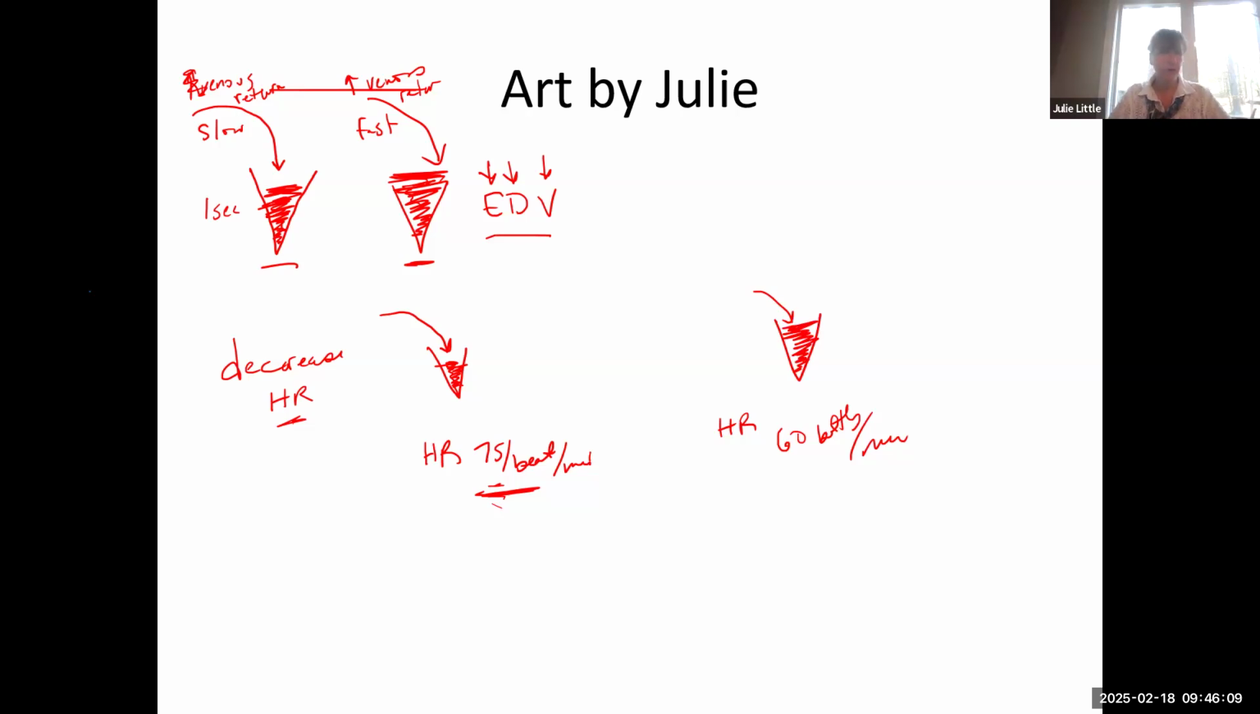Sort of like if you put your cup underneath a sink and you let it stay there for a while, it's going to fill up with volume, right? But if you put your cup in and pull it out really fast, we're going to have a smaller volume of water in the cup. So these two things, increasing venous return and decreasing heart rate, will increase end diastolic volume.